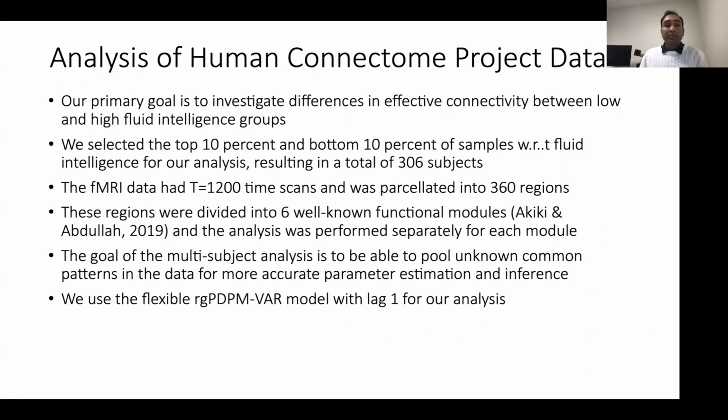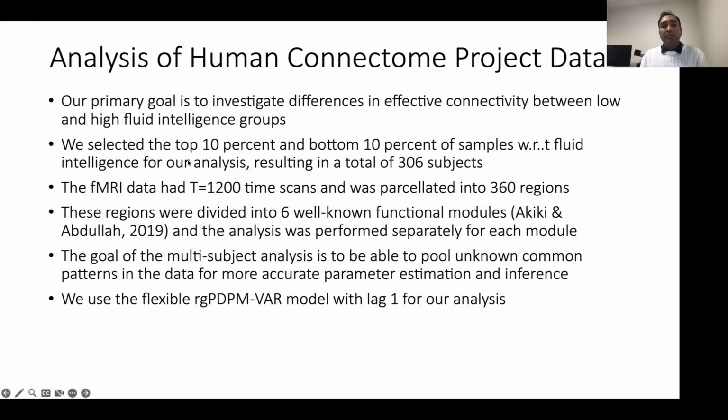Next, we apply the method to the analysis of Human Connectome Project neuroimaging data. So our goal is to actually investigate differences in effective connectivity between low and high fluid intelligence groups, right? So you have a low fluid intelligence group and a high fluid intelligence group, and then we want to see what the connectivity differences are between these two groups. And if you're not familiar with effective connectivity, just a side note here is that under the VAR models, you can very easily calculate effective connectivity because those are directly tied to the autocovariance matrix in your model, right?